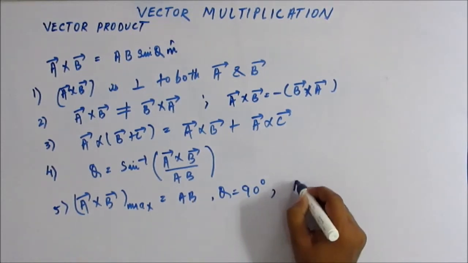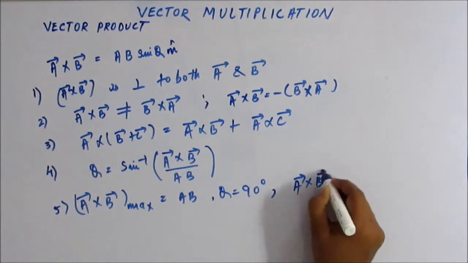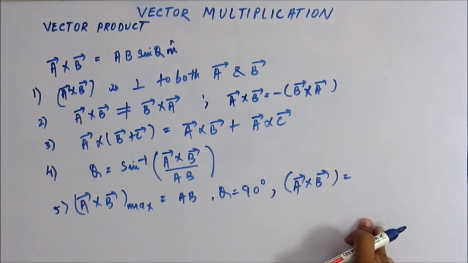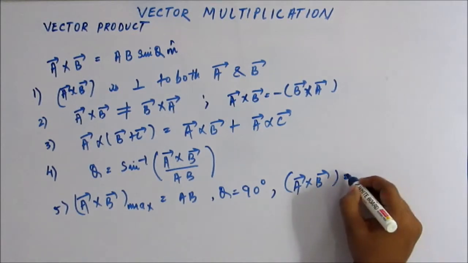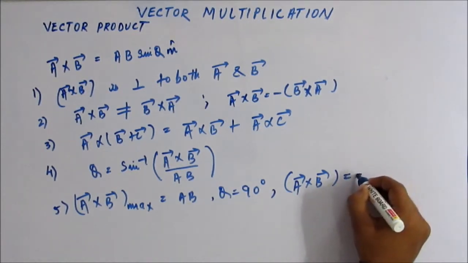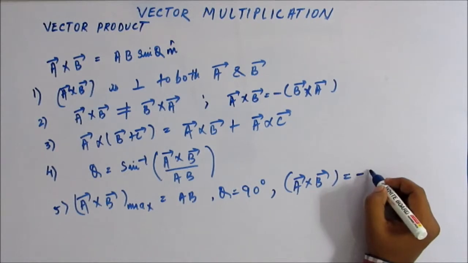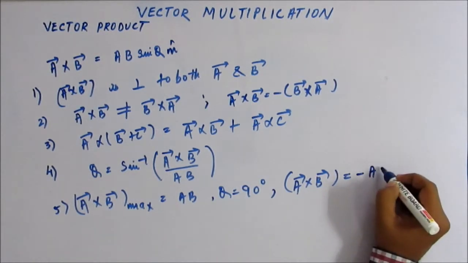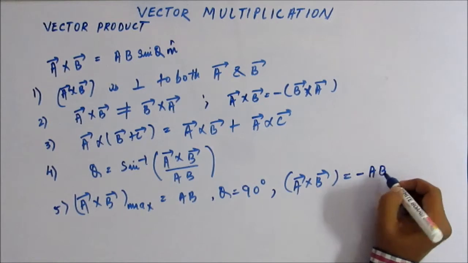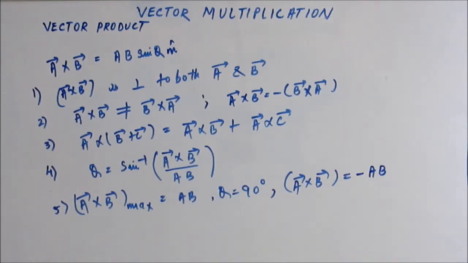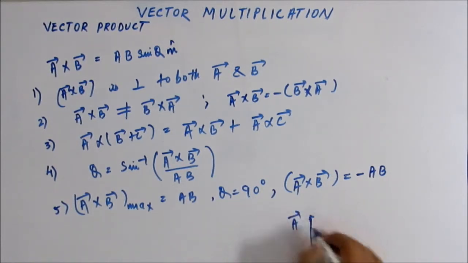And the minimum value would happen. What will be the minimum value of A cross B? The minimum value will be 0, isn't it? Now, it won't be 0, the minimum value would be minus A into B when theta is equal to 270 degree. But the problem is this is 90 degree and this is 270 degree.